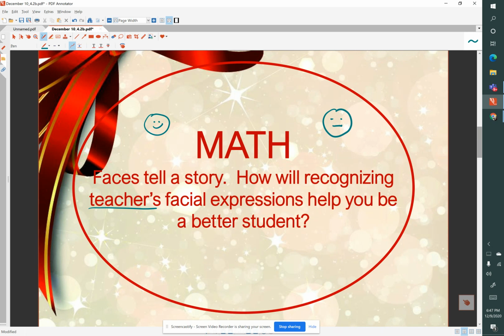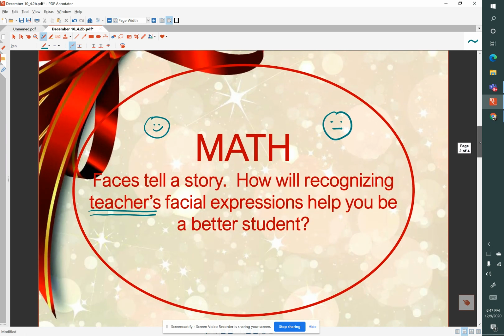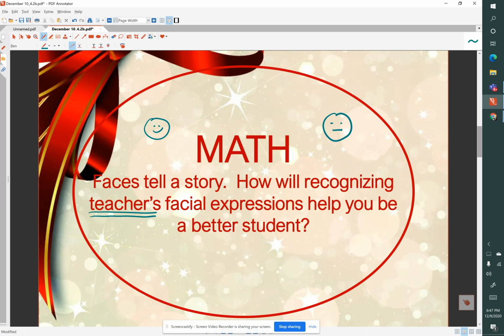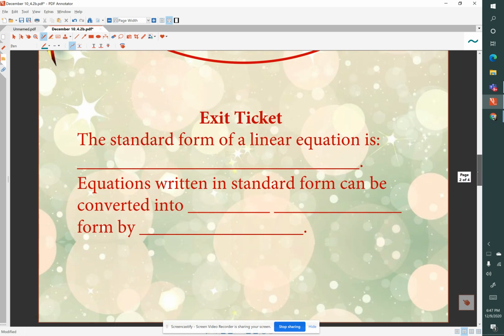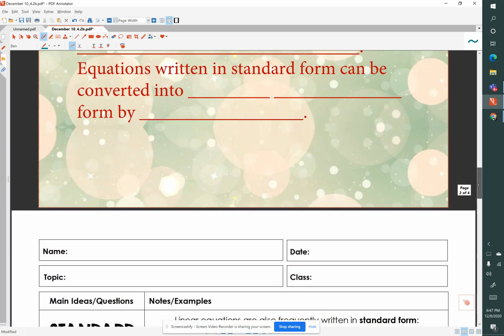If you're good at recognizing the teacher's facial expressions, you are in a good position to help turn around a teacher who's not feeling so great. And if you see that a teacher is really feeling positive, you're in a good position to maybe ask for something that you want. So use our expressions to help you as you learn. This is our exit ticket, and we'll complete that at the end.